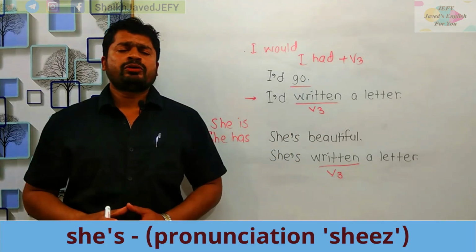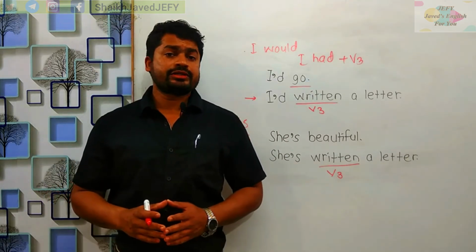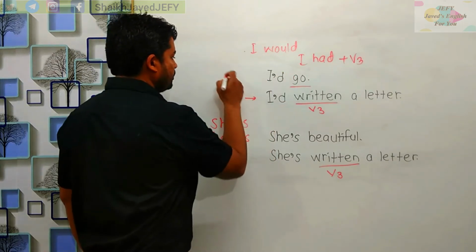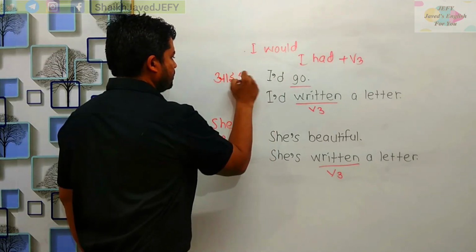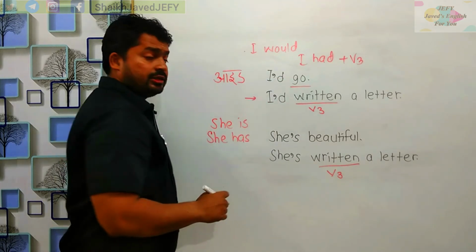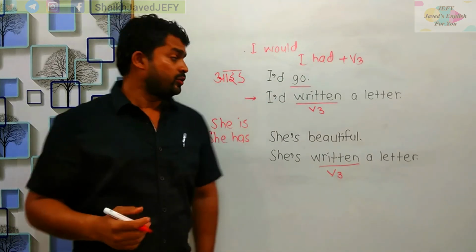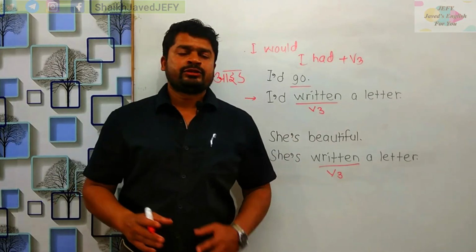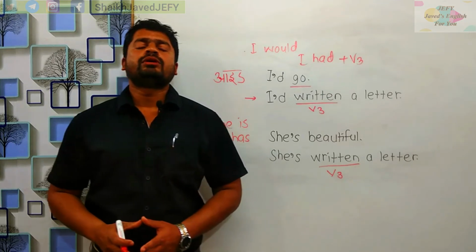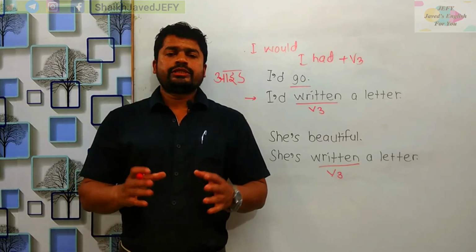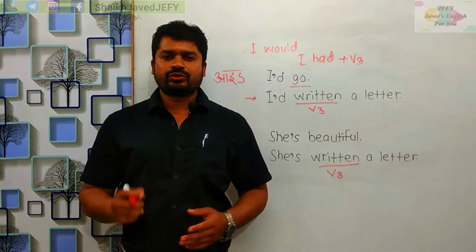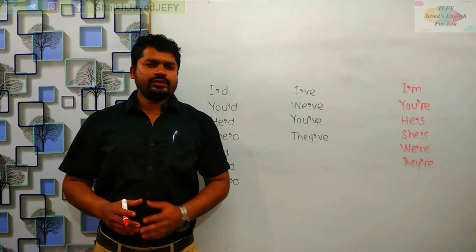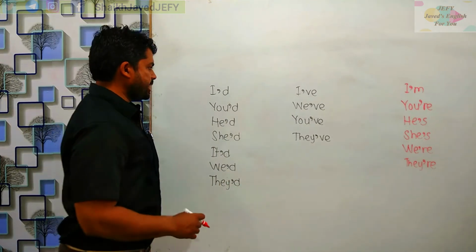So the most important question that arises right before us, how to read these contractions. For example, we do not know I'd, it was the right pronunciation. We didn't know she's, it was the right pronunciation. So right now I am going to tell you all the important contractions in English language with their perfect pronunciations. Stay tuned. Now we are going to learn the pronunciations for these contractions.